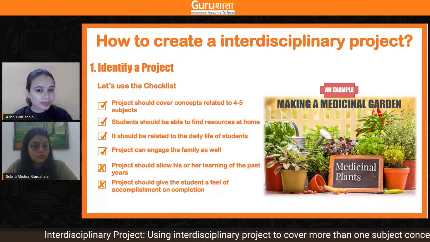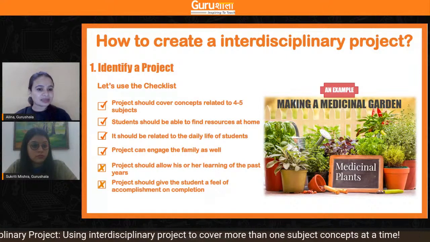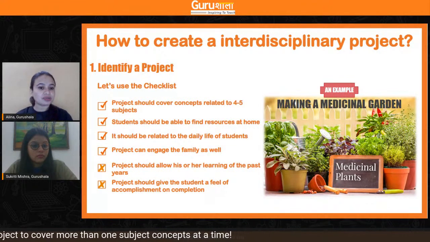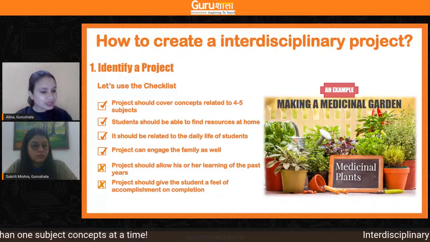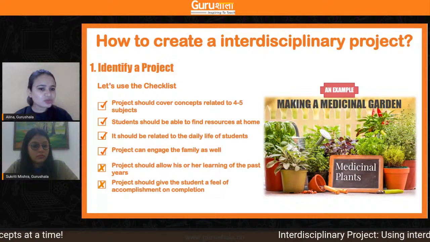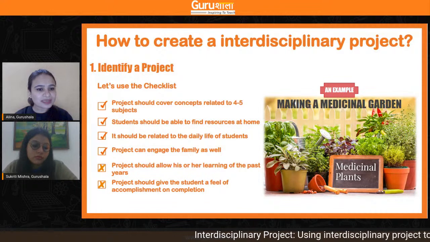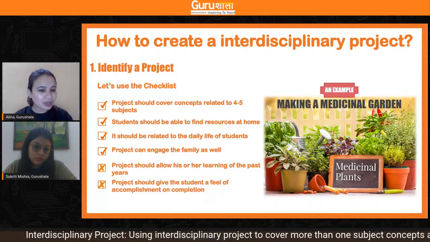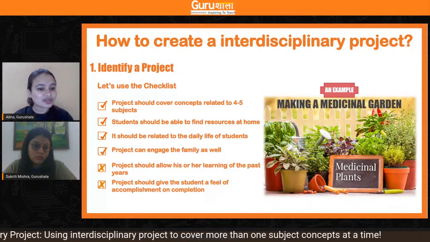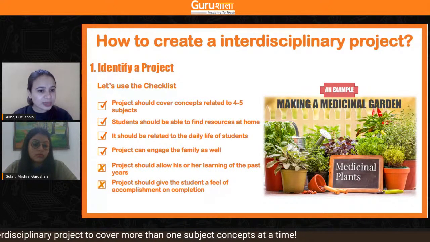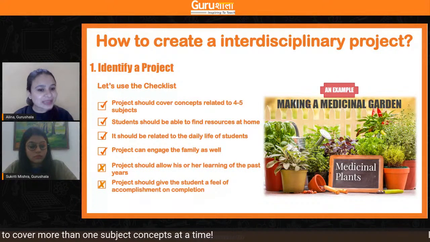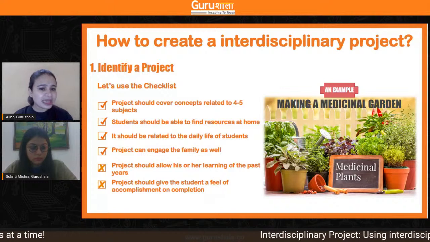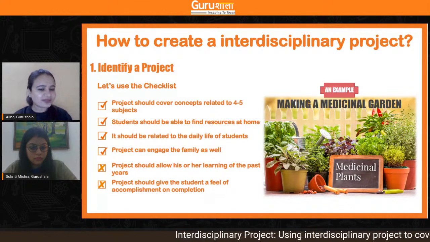When we talk about this example of making a medicinal garden, as you can see on our screen, according to the checklist that Sukriti has just talked about, four points fit into this example, and there are 2 points which do not fit. It's completely okay, because in the previous slide we said that at least four points should be covered in that project, because then it will convey that your project is wholesome, and it will convey the essence of an interdisciplinary project. As you can see, a medicinal garden has concepts related to 4 to 5 subjects.